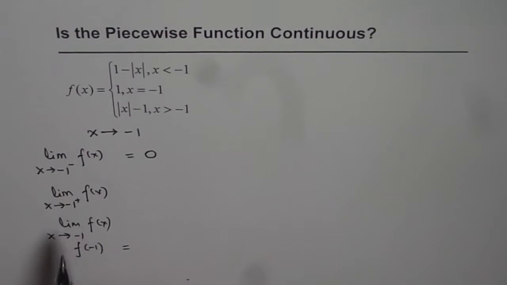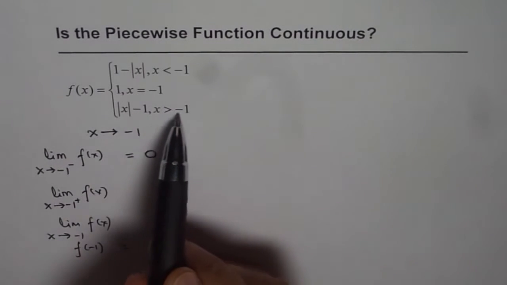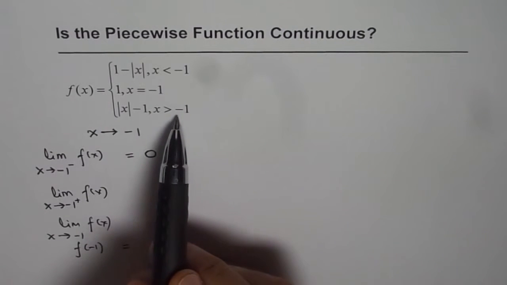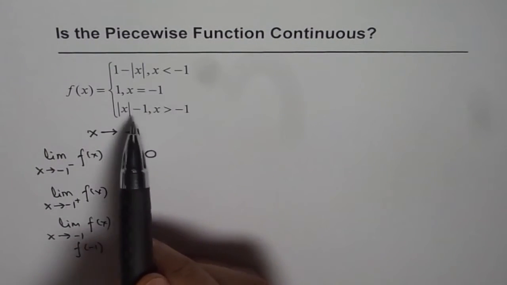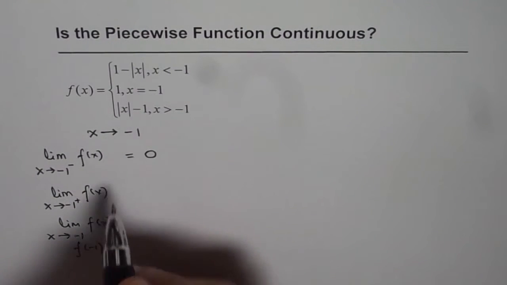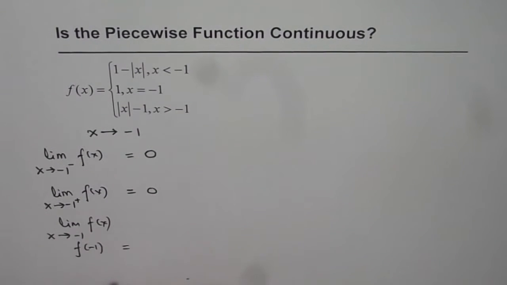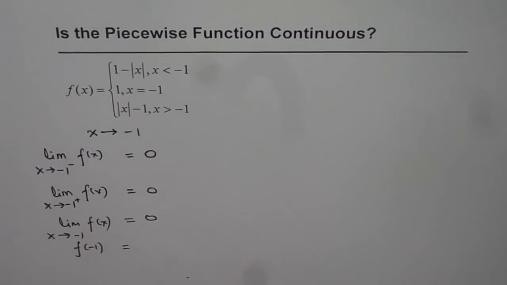Now let's consider the right side limit. That means we are talking about this piece, which is absolute x minus 1 when x is greater than minus 1. When you're approaching from the right side, and if I substitute minus 1 into absolute x, I get 1, and 1 minus 1 is 0. So we get again 0. Now since both the above limits are the same, 0, we say that the limit of the function exists and it is also 0, right? 0 is a valid number, correct?